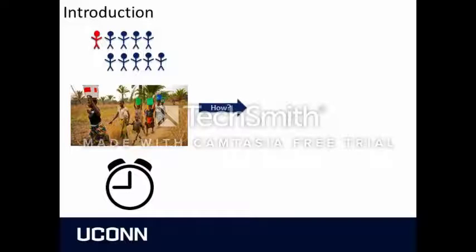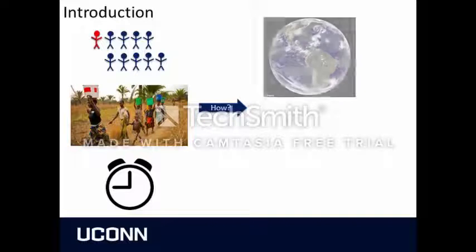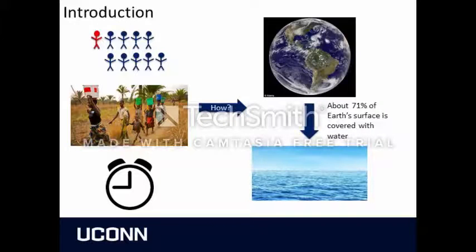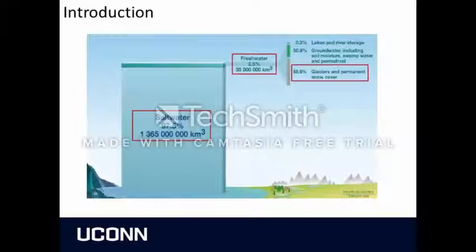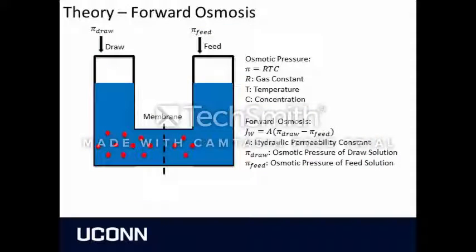Now you may be thinking, how can this happen? While it is true that over 70% of Earth's surface is covered with water, over 97% of that coverage is made up of salt water. Two methods to convert this salt water into clean drinking water include forward and reverse osmosis.